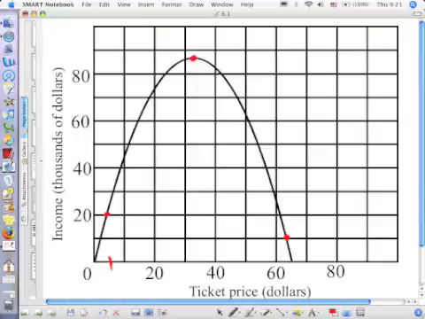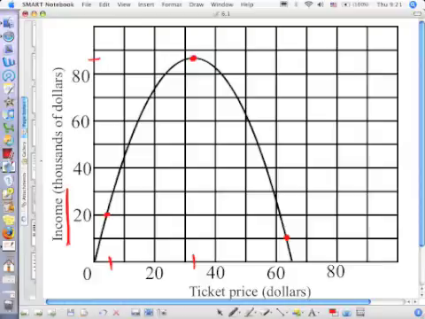where is the maximum income? On the y-axis, where do we make the most money? Here. Here we're making about, let's say, $87,000. Well, what's the ticket price at that location? 32, 33, 32.50. So now we know what we need to charge for our tickets.